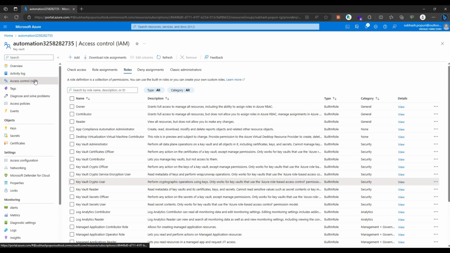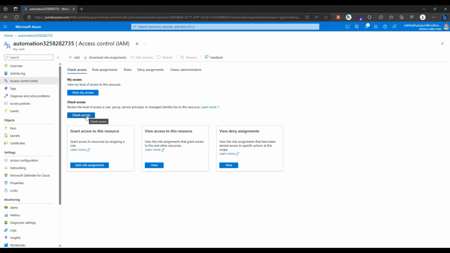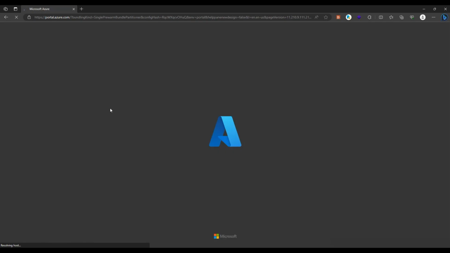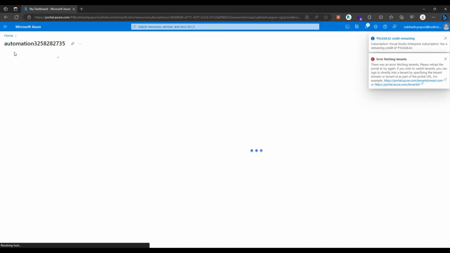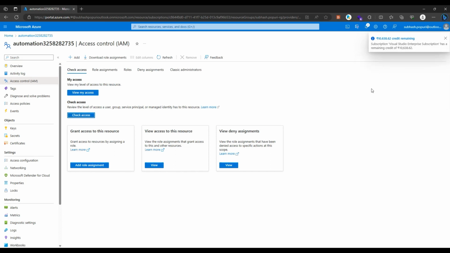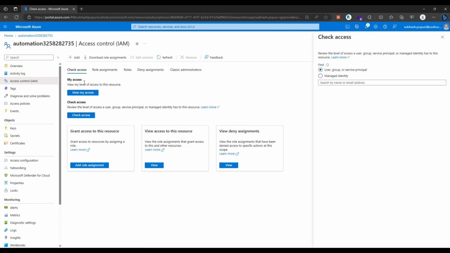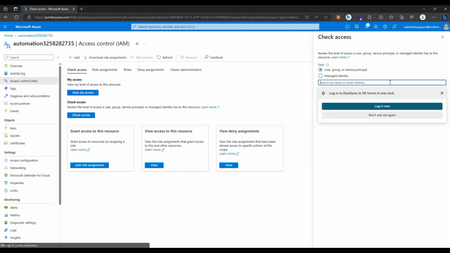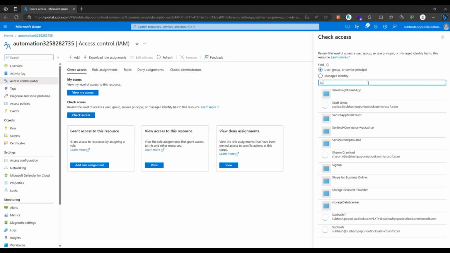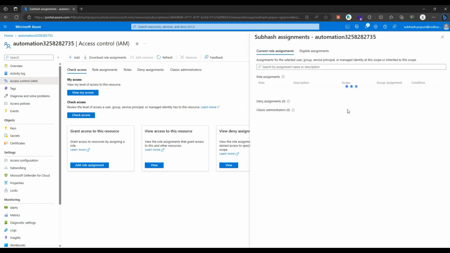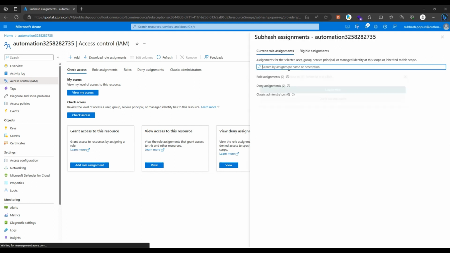For example, if you go to a resource and click on check access, you can enter the service principal or the user information. Okay, let me click again, or probably let me just do a refresh. Okay, yeah, sorry for that. So when you click on check access, you can just go and enter that username, say, in this case, Subhash. Let me start entering the name, and if you click on it, you will see that this user has no roles assigned to it.